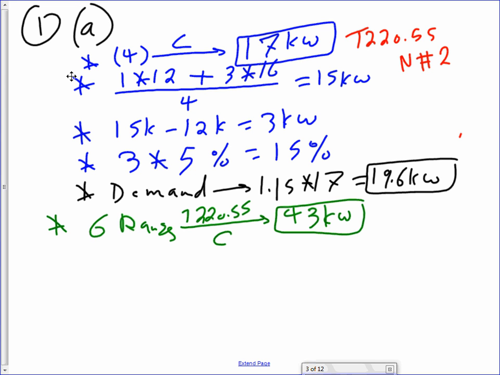Now let's go apply B and see if we can come up with a smaller number than 43. Okay, so both of them are under B, so what you need to do?